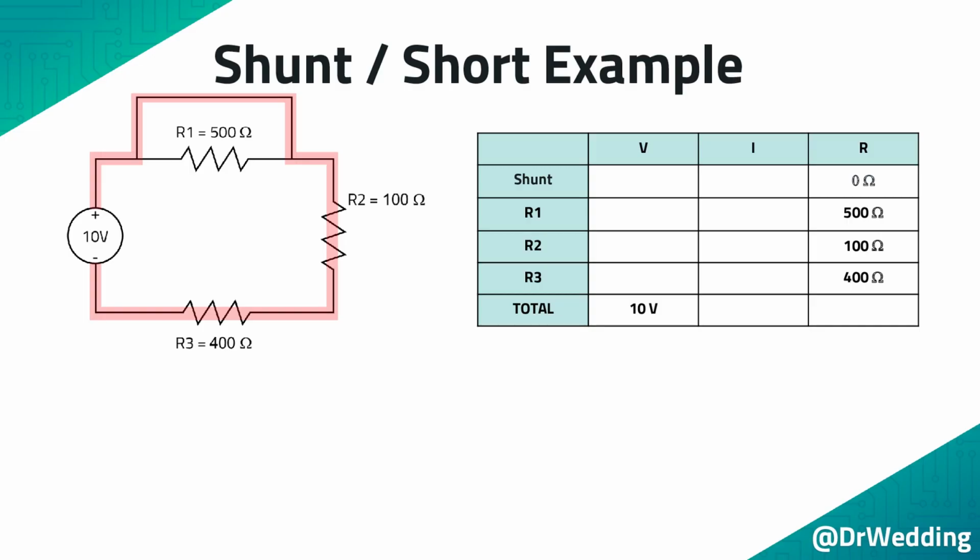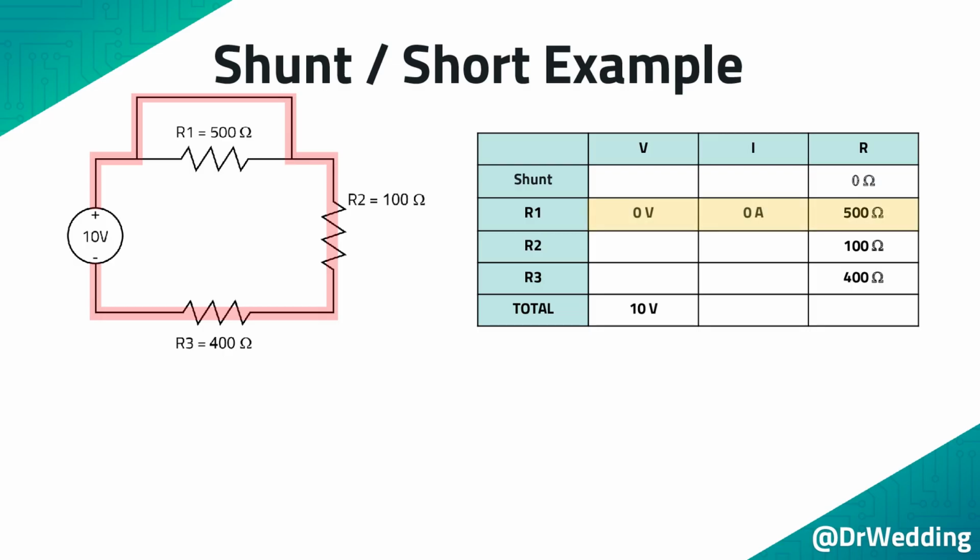Because the resistance of the shunt is 0 ohms, 100% of the current will go through the shunt, and 0% will go through R1. The new current path is shown in red. Note, in this video the shunts will be 0 ohms, but in later videos the shunt will be another resistor and the current will be divided between the two paths.